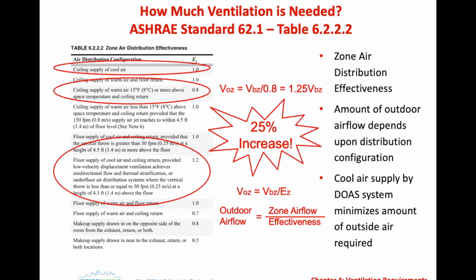Cool air coming in the ceiling is going to settle a little bit. It's going to warm up, and then it'll be exhausted. The best they show here, this 1.2, means you can theoretically use less ventilation air: floor supply of cool air and a ceiling return. So your air comes in low, and then as it warms up by people and other things in the room, computers and all, it rises, and then it's exhausted out. So it's coming in low, leaving high, and diluting as it goes. And it's a very effective way to eliminate CO2 and other things in the room.